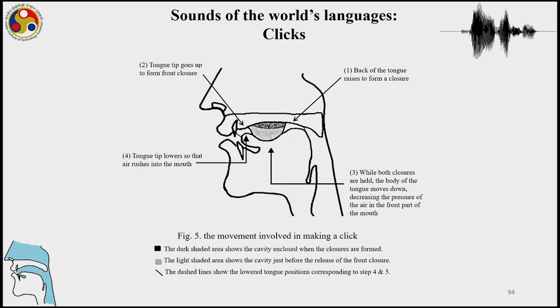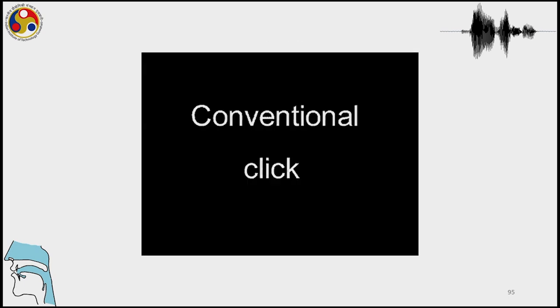So these are the four gestures involved. The tongue tip goes up, the back of the tongue raises to make a closure, and both closures are held, and then the body of the tongue goes down, and first the release happens from the tongue tip, and that's how a loud sound is produced. Then the back closure is released.